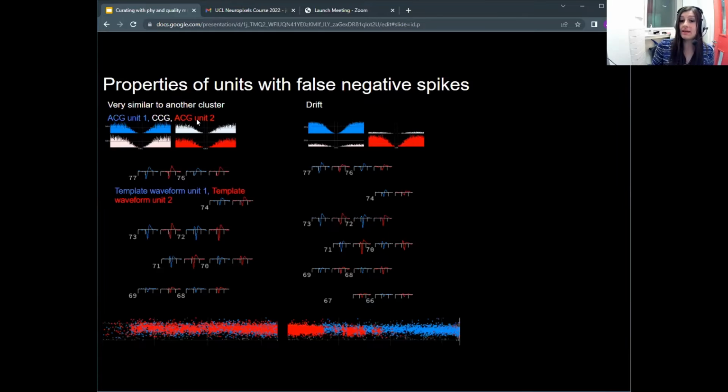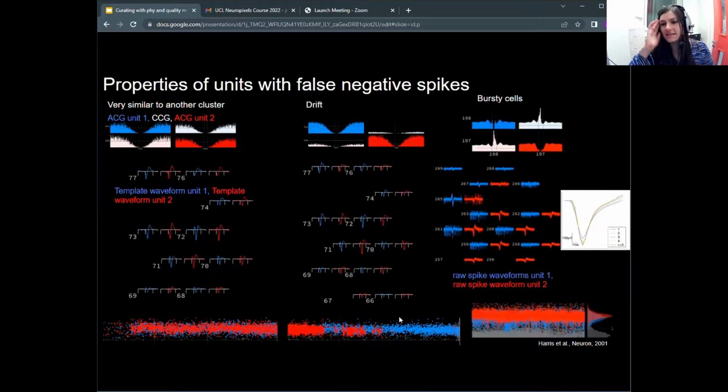Something else that can happen is drift, which happens a lot. So again, here what we can see is very similar autocorrelograms, and the waveforms are also similar. And the spikes are present at different times in the recording, with one unit's spikes being really present in the beginning and the other unit's more at the end. And in this case, it's likely that because of drift, the neuron moved relative to the probe and then was classified into two different units that had slightly different waveforms, but actually these might come from one same neuron.